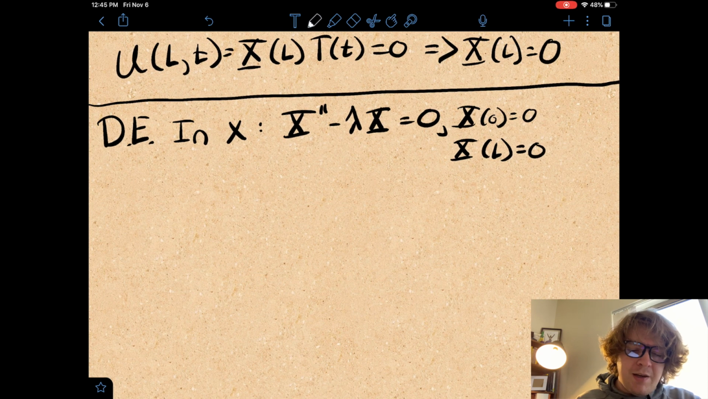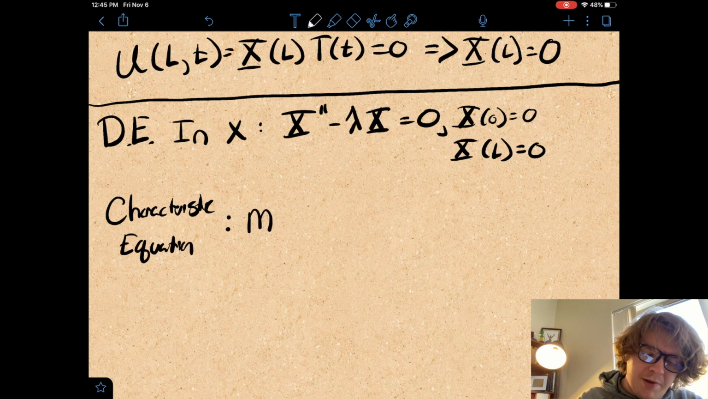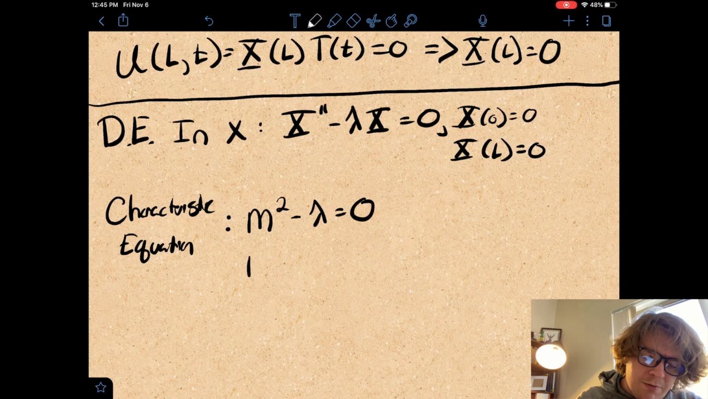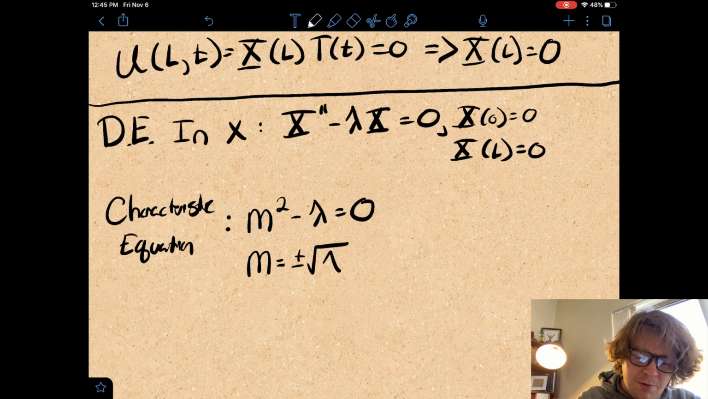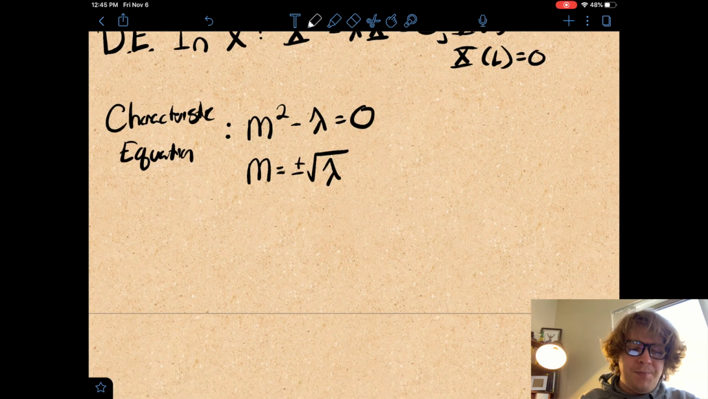If we said, let's write down the solution of this differential equation, we might start with our characteristic equation, which in this case is going to look something like m squared minus lambda equals 0. No big deal yet. And if we try to solve for m, we would end up with m equals plus or minus the square root of lambda. Again, really no big deal yet, except we don't know anything at all about lambda.